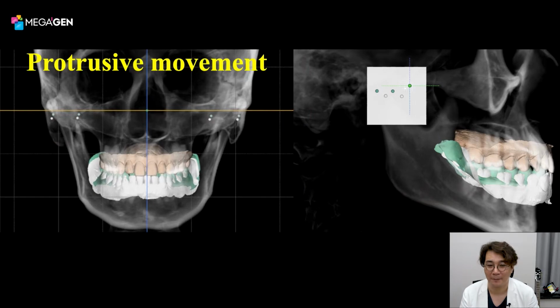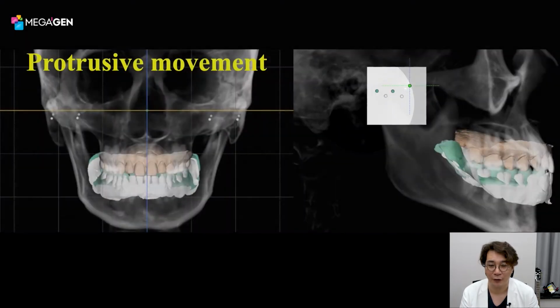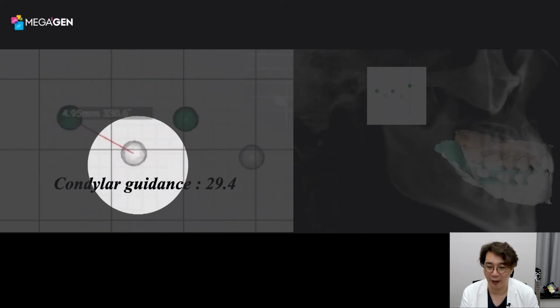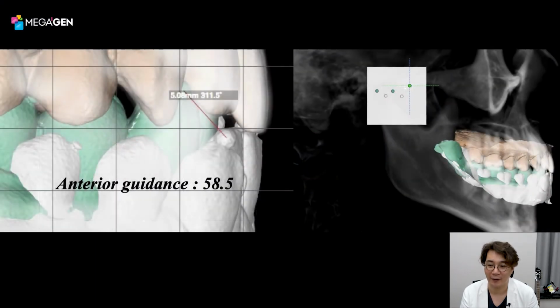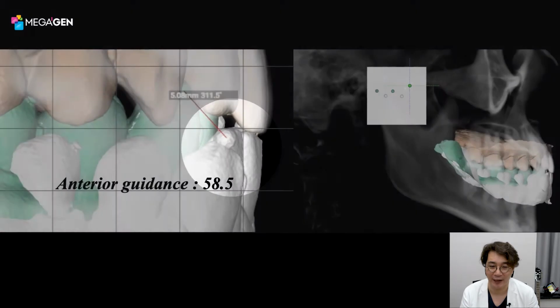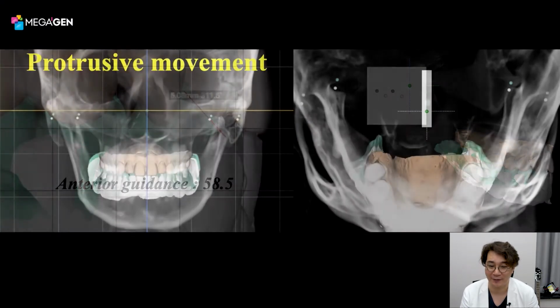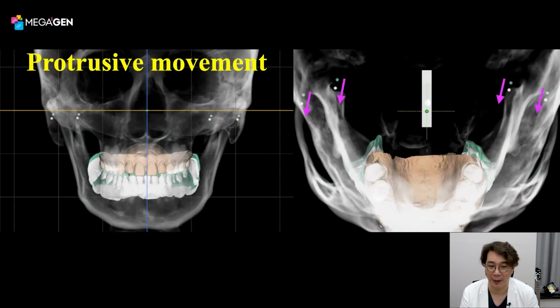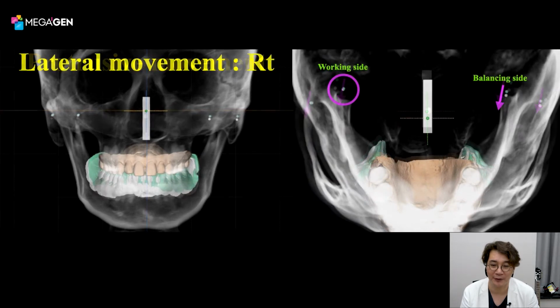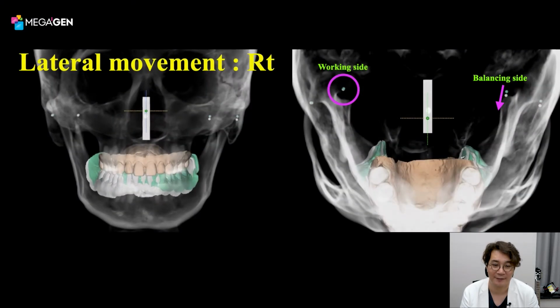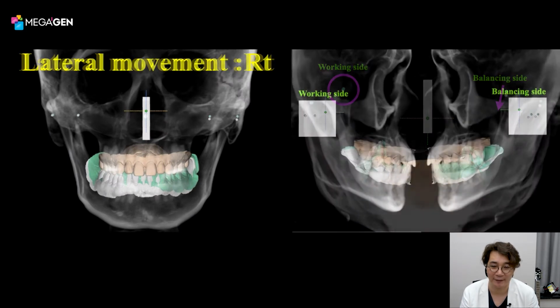And measure it. Through these procedures, you can obtain a condylar guidance and an anterior guidance. This is an amazing procedure. Of course, you can see the bennett angle movement and the direction of the movement, and you can see the working side and the balancing side. Directly, clearly, you can calculate it.